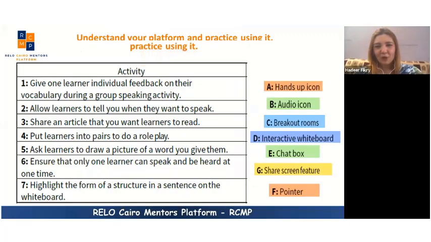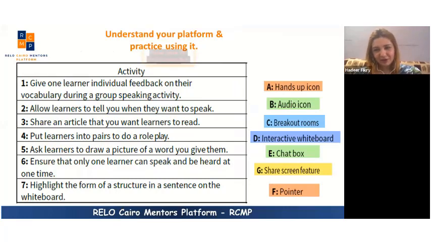So we have the features on the right and we have the activity on the left, with points on how to use each of the features that you have already seen before. So in 1 minute, can we please pick the tool that can handle the usage of each one? You have the hands up. Number one, give one learner individual feedback. What can we use? Who is the first finisher?